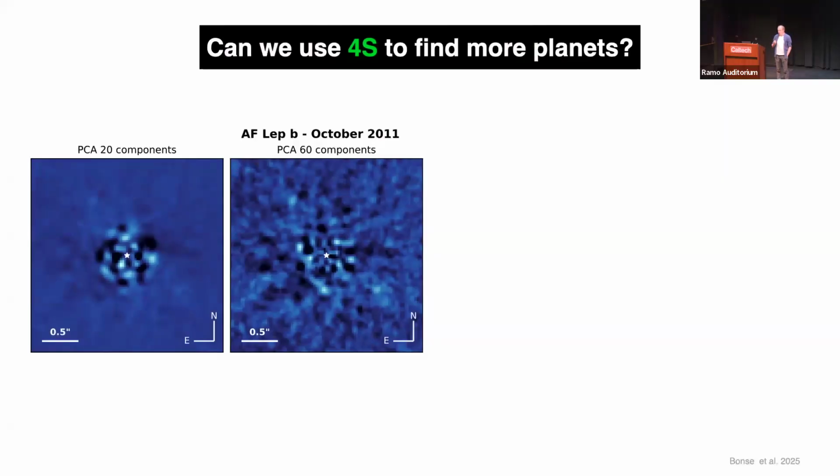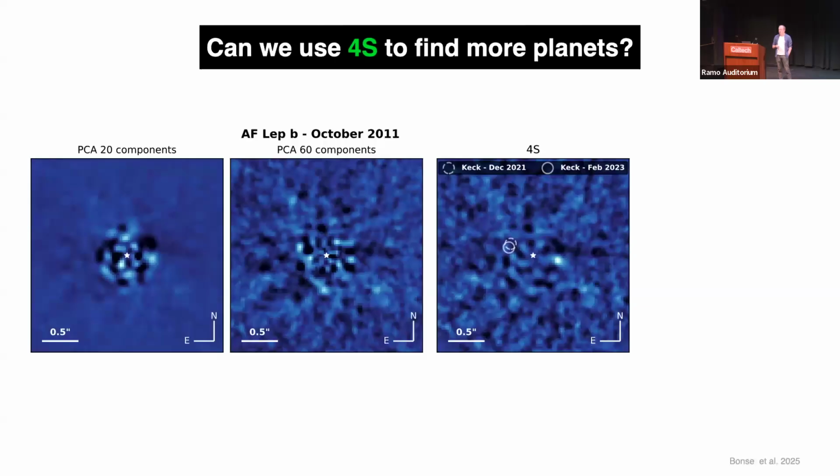Okay, so one question that I asked in the beginning was, is there any object that was found with SPHERE or a new instrument that was not discovered with older NaCo? And one such example is AF Lep b. So AF Lep b was found like 3 years ago, but there's also even older data, like from 2011. And if you process this with PCA, you don't really see any companion. If you run FORCE, you find the companion, but on the other side of the star.